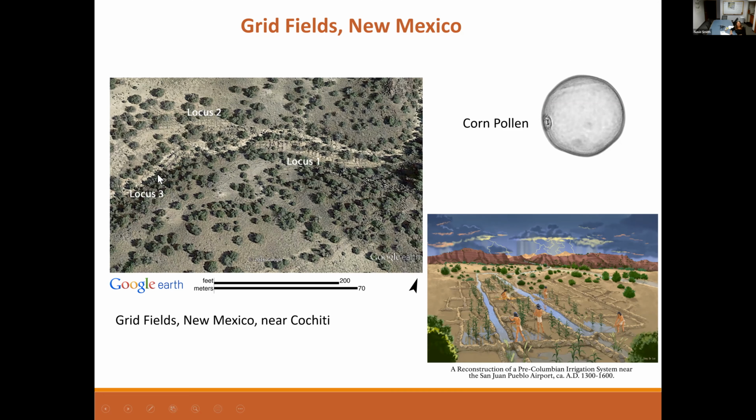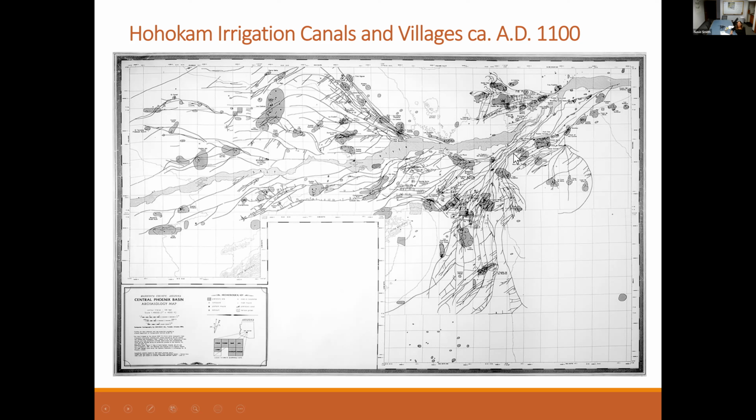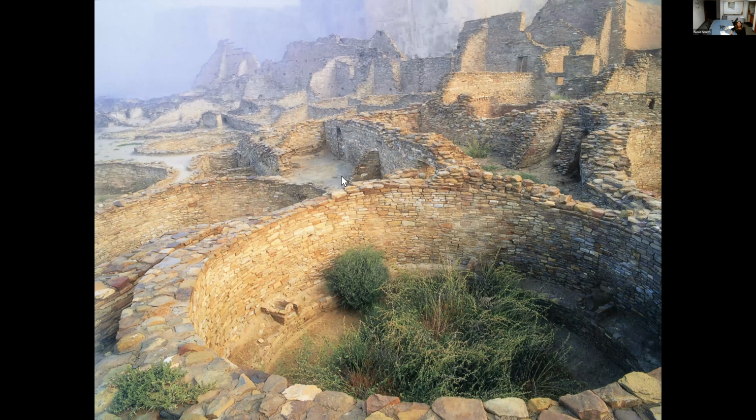And then I think this is about my last slide on field systems. This is the Salt River. This is the Phoenix Basin, AD 1100. All the lines on this map are canals. All the gray polygons are village concentrations with their suburbs of field houses and smaller structures. The Phoenix Airport, I believe, is about right in here somewhere.